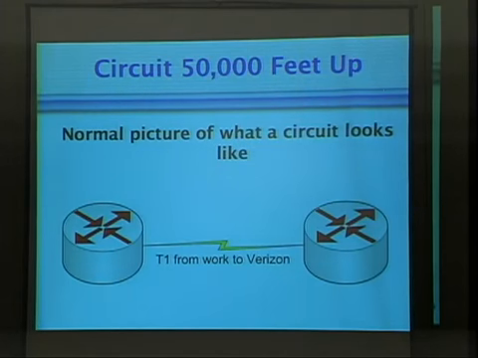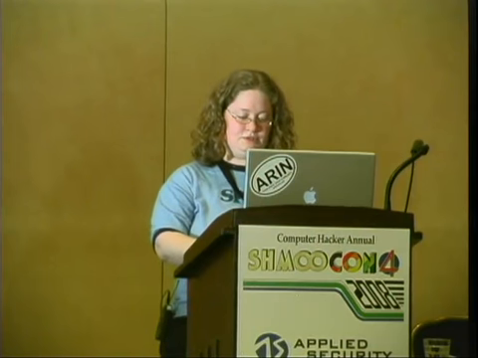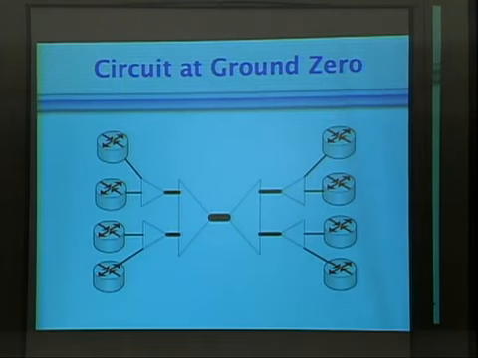This picture shows how most people understand what circuits look like. In this example, you have two routers that have a serial interface that connect to each other via the local Bell, whoever your local Bell is. At ground zero, as I can show you, the circles are routers, the triangles are multiplexers. The small multiplexers in this example are T1 to DS3 multiplexers, while the larger triangles are DS3 to OC3 multiplexers. So you've got a router and it goes to the other one through the multiplexers in the network.